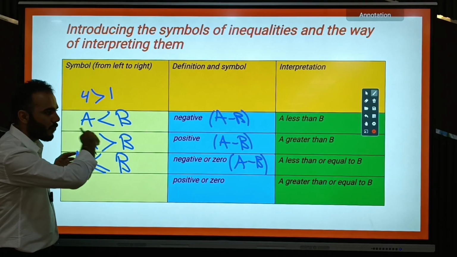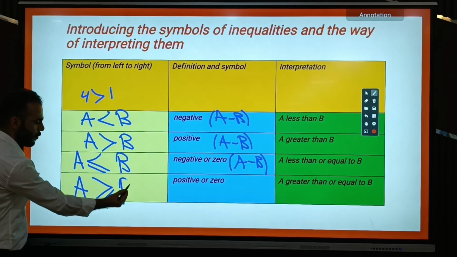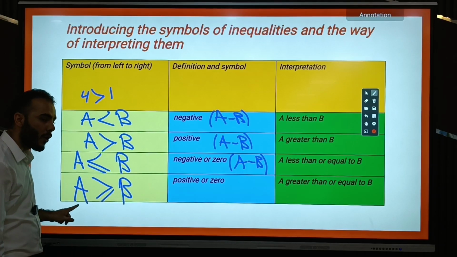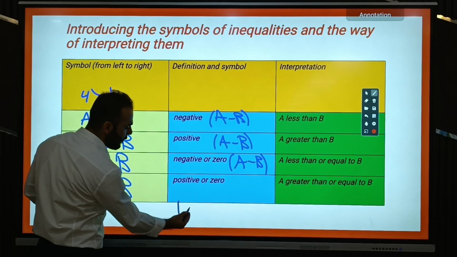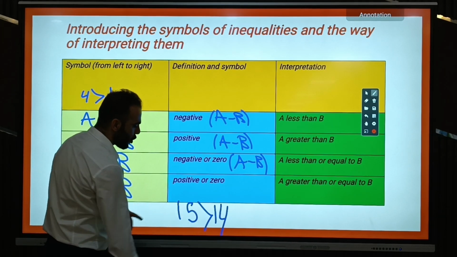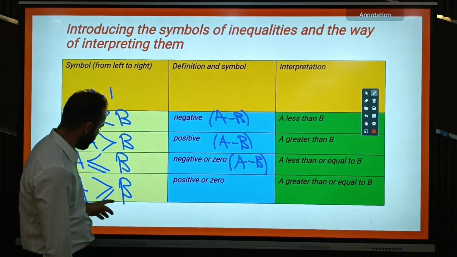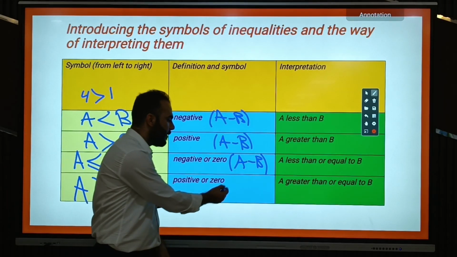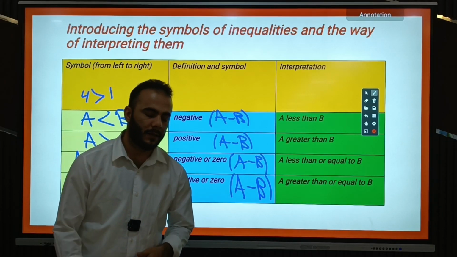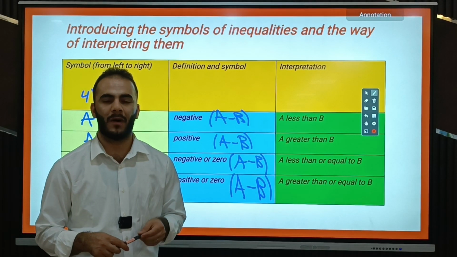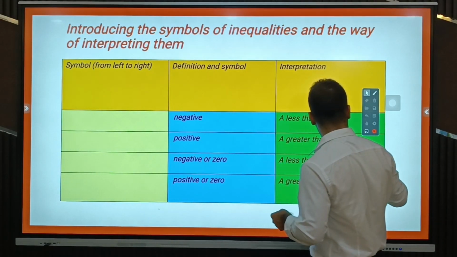How about the last one? A greater than or equal to B. For the greater than part, the result is always positive. When a number is greater than another number, for example, 15 is greater than 14. So 15 minus 14, the result is positive. But if both sides are equal, because of that equal part, the result would be 0. That is regarding inequality symbols and inequality signs. All right. So let's go to the next slide and see what we have.